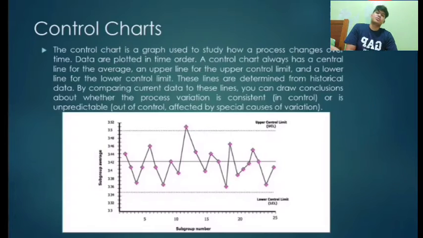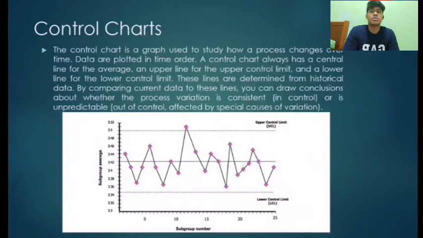Next we have control charts. So the control chart is a graph used to study how a process changes over time. Data are plotted in time order. A control chart always has a central line for the average, an upper line for the upper control limit, and a lower line for the lower control limit. So as we can see, it uses a time order in order to determine the values. Then we have a straight line in the middle which determines the average quantity. Then we have the upper line or the limit, which is the highest limit, and then we have the lower limit, which is the lowest.